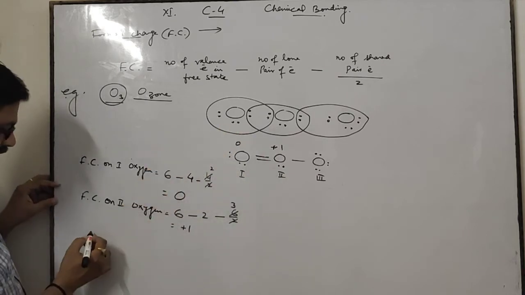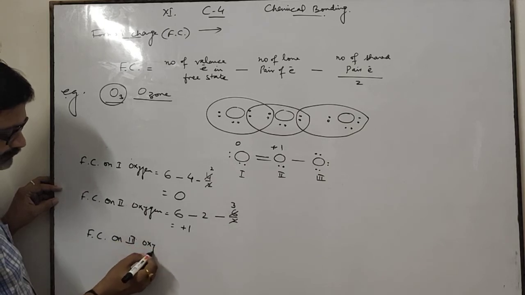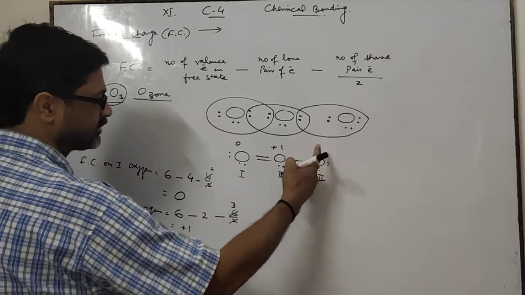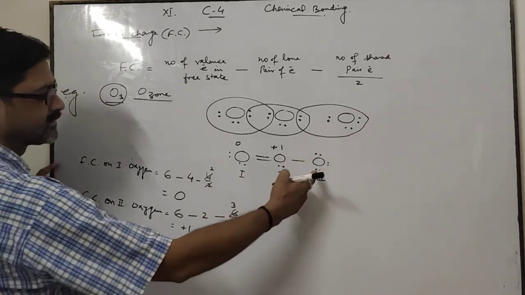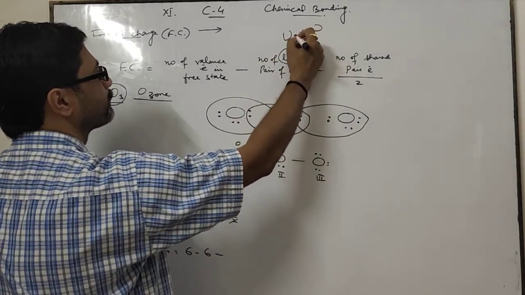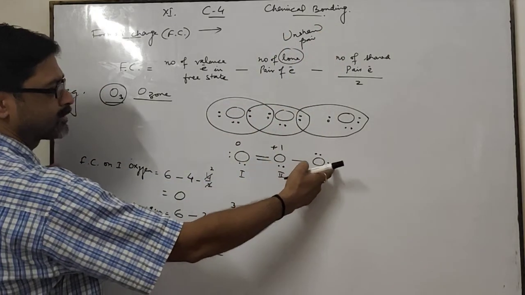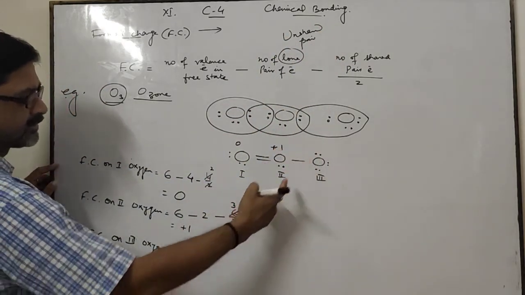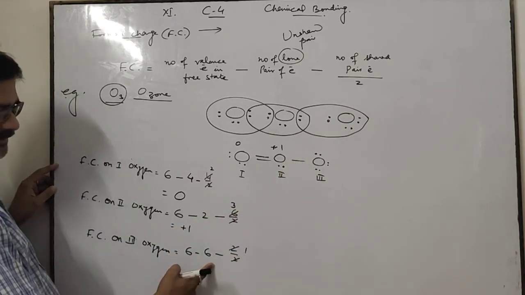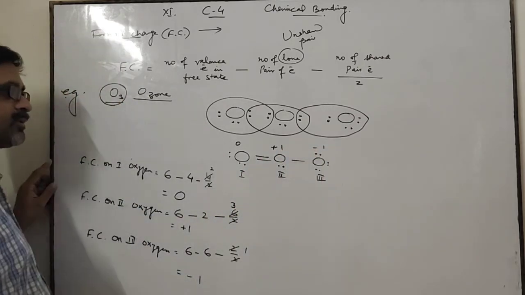What is the formal charge on the third oxygen? Formal charge on the third oxygen equals 6 minus, here 6 lone pair of electrons. What is a lone pair? A lone pair is an unshared pair. Unshared pairs of electrons are called lone pairs. 2 plus 2 plus 2. 6 minus, 2 electrons are shared, upon 2, 1. 6 minus 6, 0, minus 1 means minus 1. Here the formal charge is minus 1.